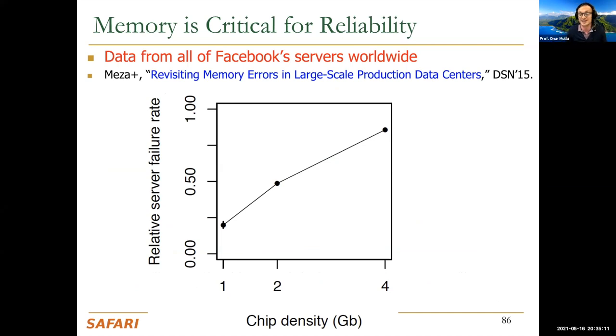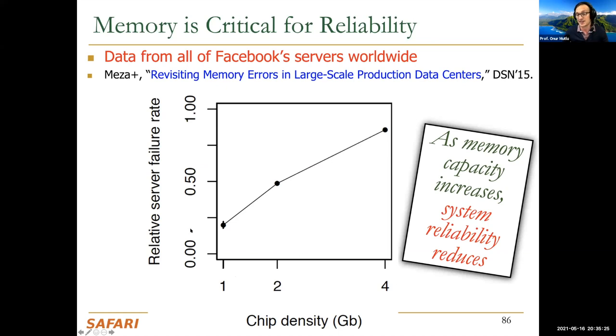So this is statistically very, very significant data. And we found this very strong correlation between the memory chip density employed in the server and the failure rate of the server. Essentially, as chip density increases, the failure rate increases as well.